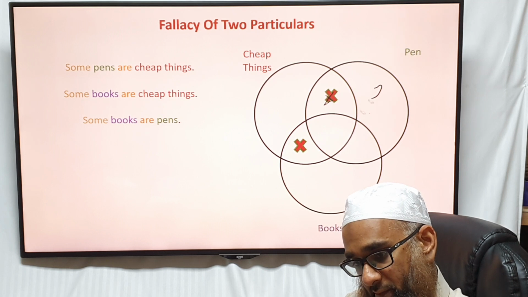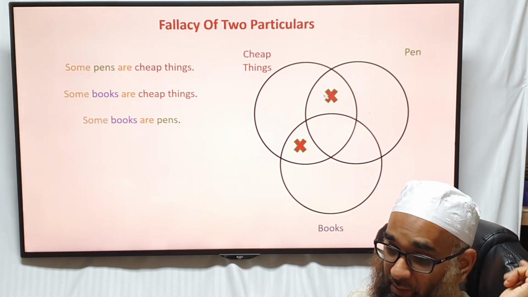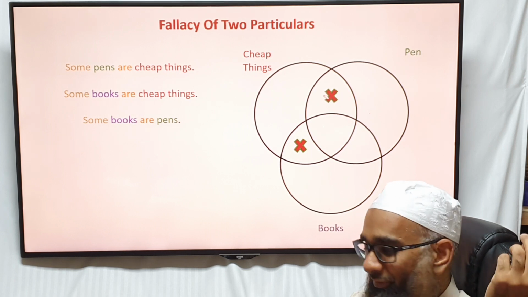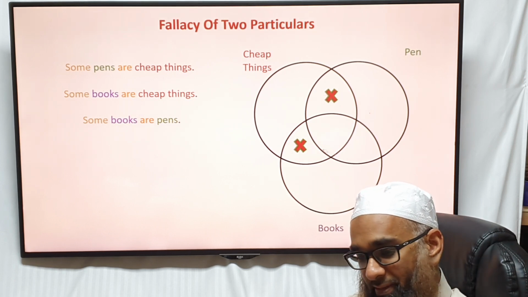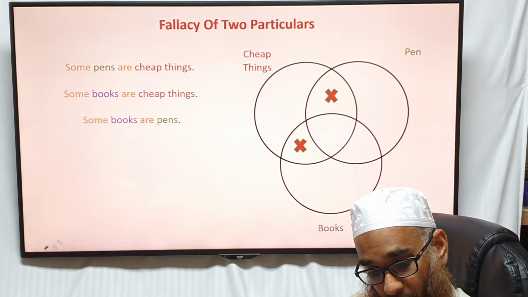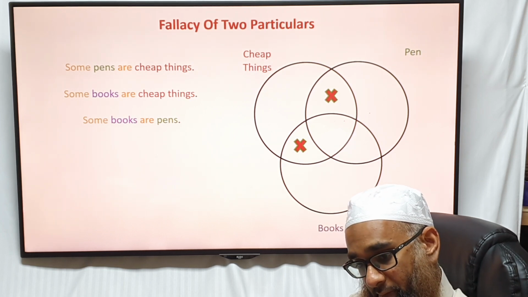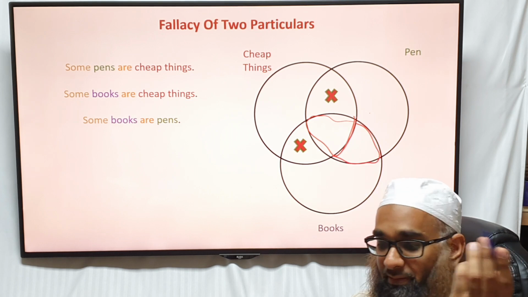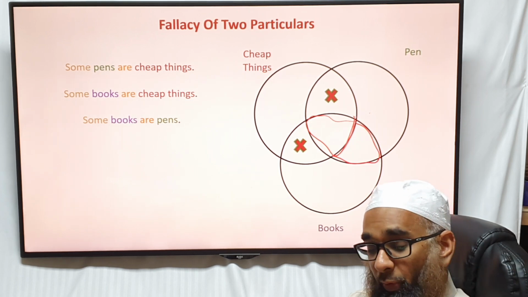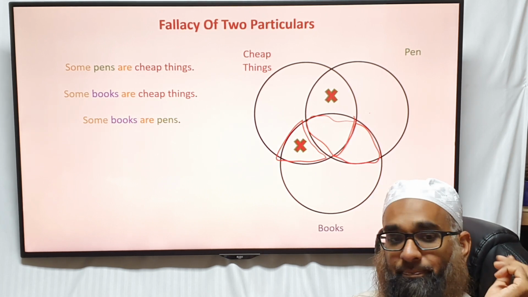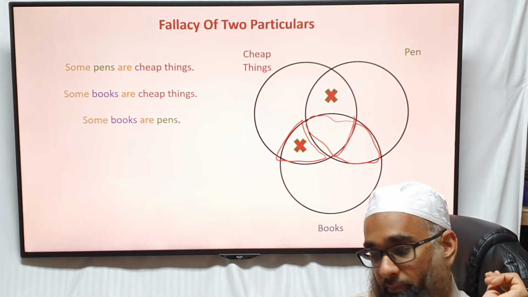So we know some books are cheap things, and some pens are cheap things. Some books are pens? We don't have information regarding this. That middle circle, we have no information regarding that. We have no information regarding this, and we don't even have information regarding all of this. We know some of them are like that. You following? You got it?